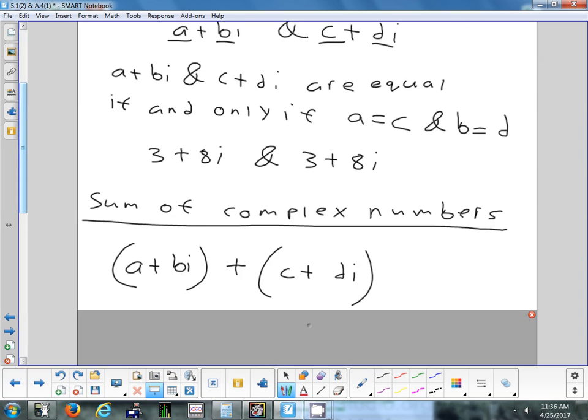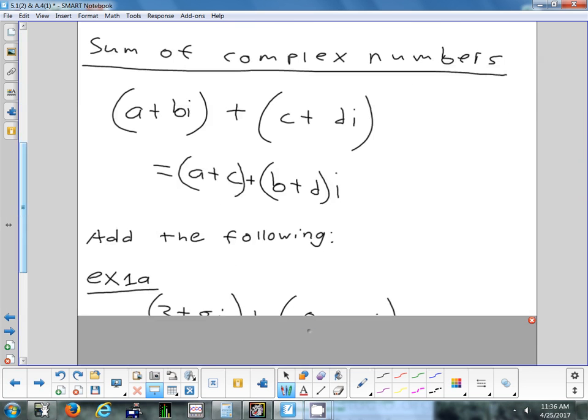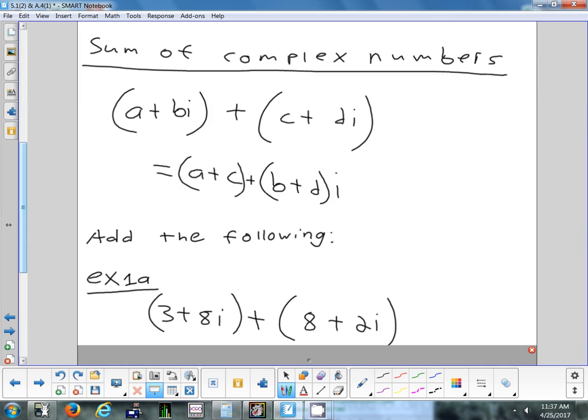All right, so when you add complex numbers, all you have to do is think of it as combining like terms. You're allowed to combine real parts with real parts, imaginary parts with imaginary parts. So if I was going to add these two complex numbers up, A, B, C, and D would all be numbers, just like in this problem. I would take the two real parts, add those together, and then take the two imaginary parts and add those together. And don't forget to put an i next to the imaginary part. That's important.